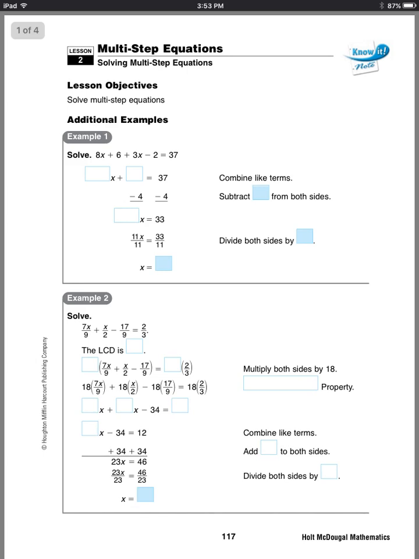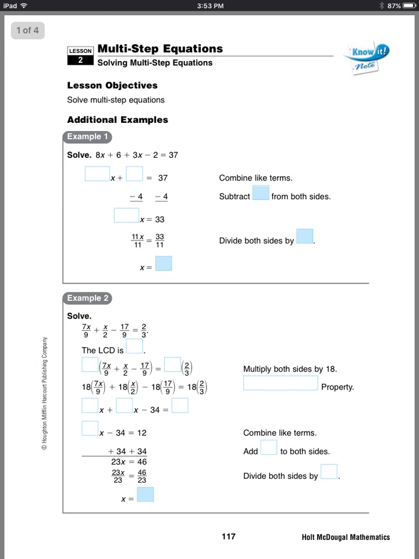So we have solved one-step equations, meaning you do one thing to find the answer. We have done two-step equations, meaning you have to do two things to find what the variable equals. And now we're doing multi-step equations, which means you have to do more than two things, because it's multiple steps. So we have 8x plus 6 plus 3x minus 2 equals 37.